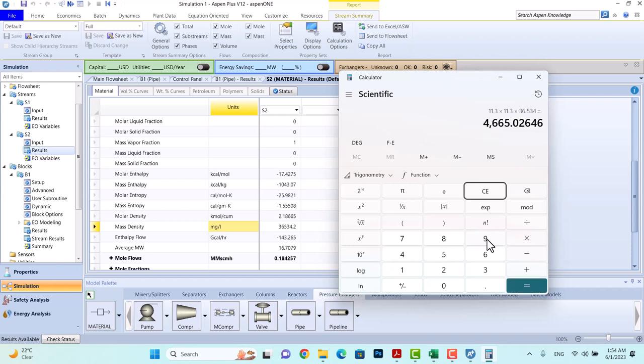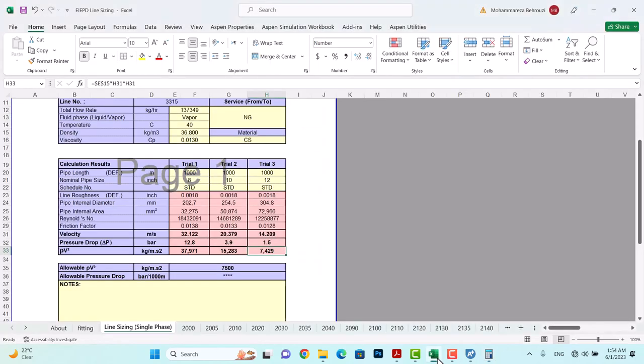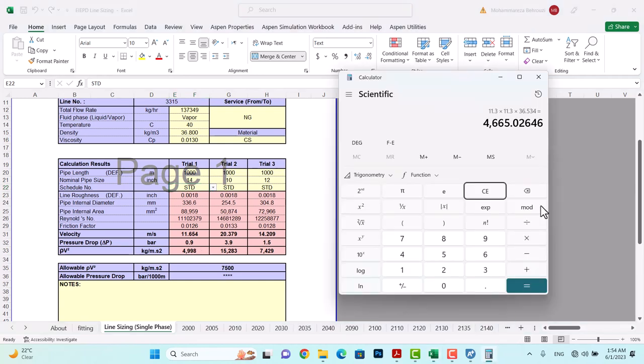So now let's compare it with the Excel results. You see, it is around 5,000, 4,000, 998. And how about this? They are approximately in good match. Of course, Aspen Plus is more reliable.